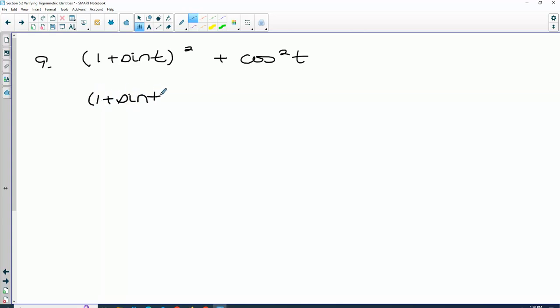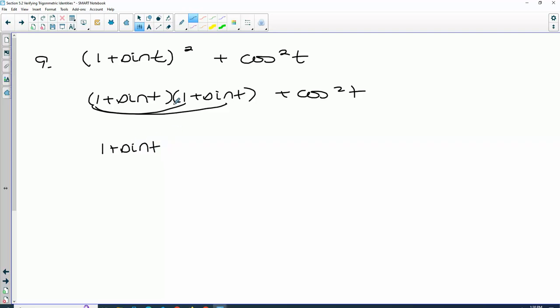And we saw that on the homework, one of those questions. So to multiply those, we have the 4. So 1 times 1 is 1. Plus sine t, plus sine t, plus sine squared of t. So that's what we get from foiling. We still have that cosine squared t on the end.